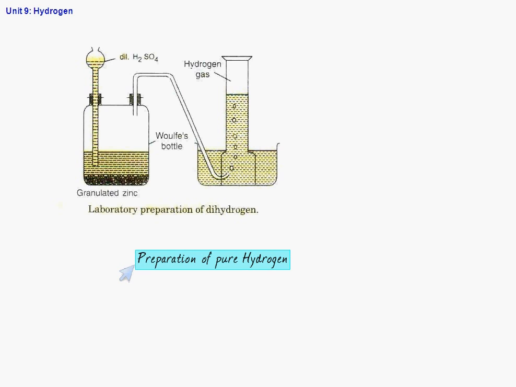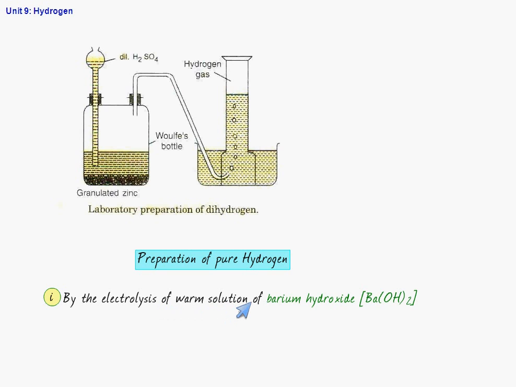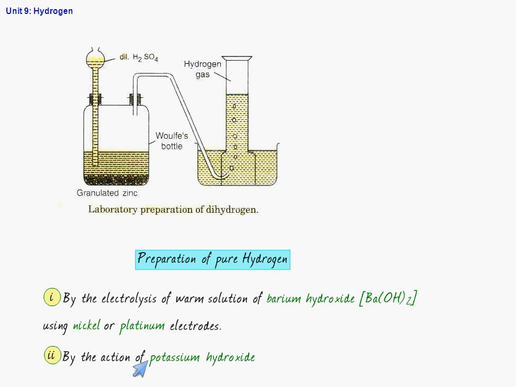Now, very pure hydrogen, that is more than 99.95%, may be obtained by the following methods. Number 1, the first method is by the electrolysis of a warm solution of barium hydroxide, Ba(OH)2, using nickel or platinum electrodes. Then number 2, by the action of potassium hydroxide on scrap aluminium.